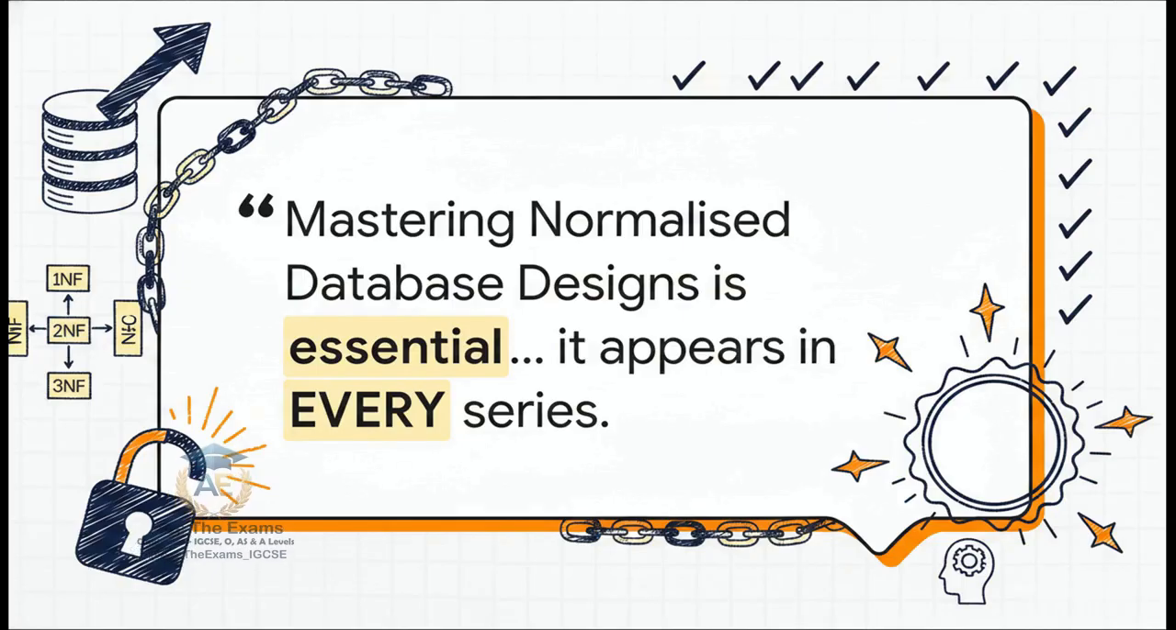The examiners know that if you can systematically normalize a complex, messy, real-world data set all the way into third normal form, identifying those pesky partial and transitive dependencies along the way, you possess the advanced analytical depth they are desperately looking for. Because this topic is an absolute constant, mastering it doesn't just give you a chance at a few extra marks, it builds a reliable, unshakable foundation for your final overall grade.